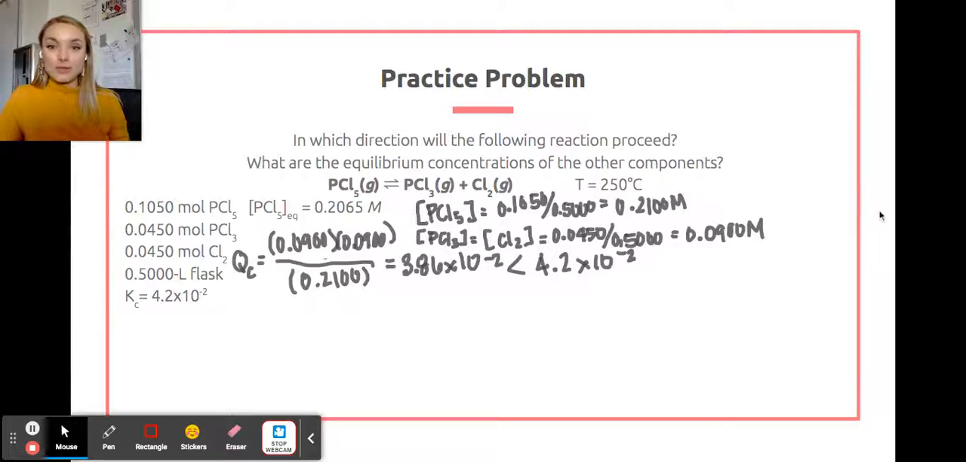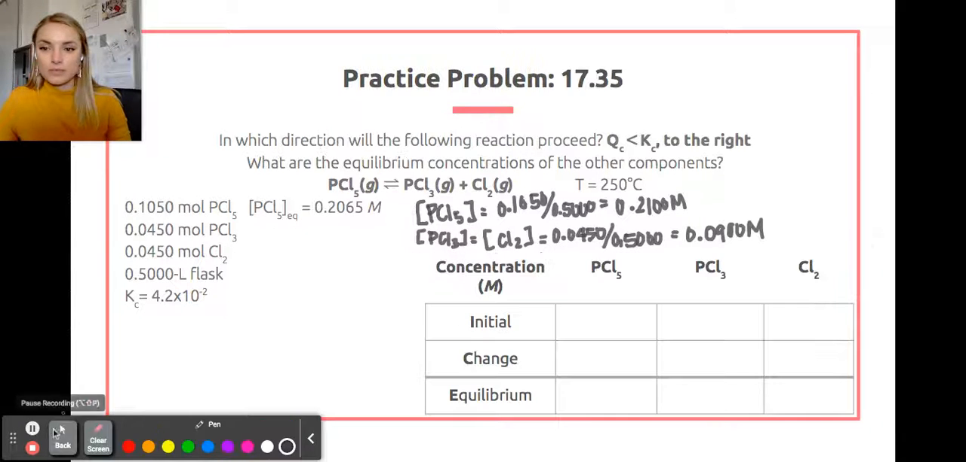I'm going to do a little bit of erasing and set up an ICE chart so that we can get started on calculating our equilibrium concentrations. Knowing that our reaction will proceed to the right, that means that we can use the standard signs for X that we have been. We're going to use a negative X for the change in our reactants and a positive X for the change in our products. So let's plug our values into our ICE table and then get going.